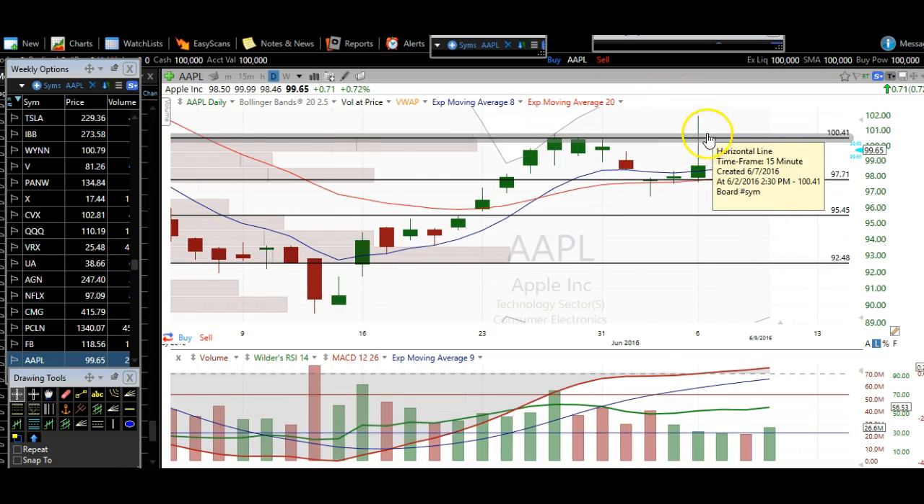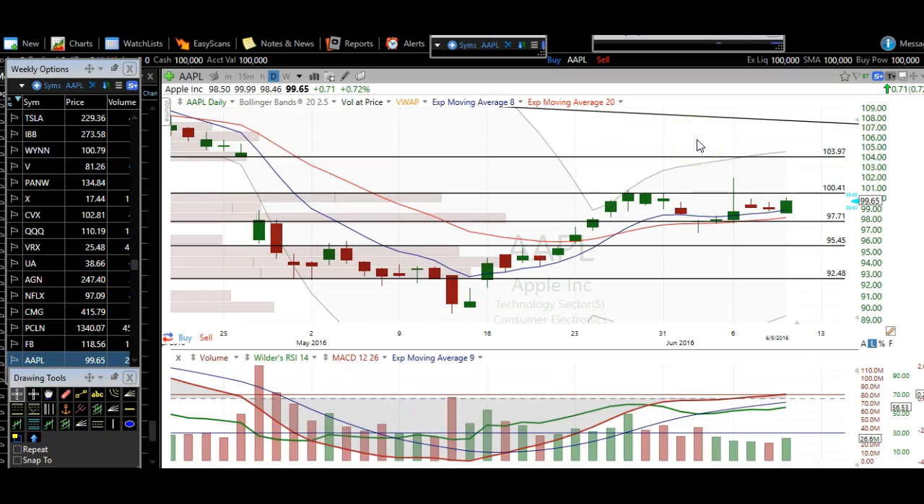That one as well, tried to breach it but could not. And we've got support down here at about 97.70 from these three candles, this candle, and then these two candles right there. So 97.70, that's the support you want to see hold if you're bullish on Apple. If you're bearish on Apple, you want to see that level break. Below that level, 95.50 is the next support.